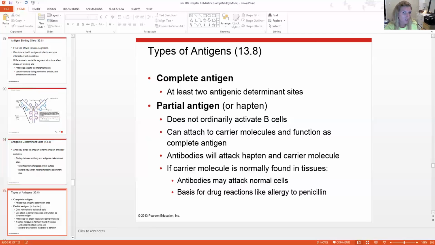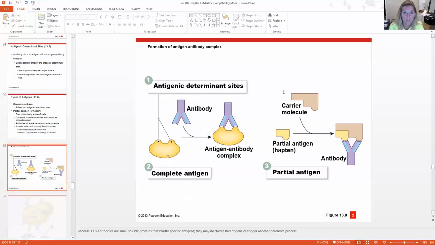So they can attach to what we call a carrier molecule, and then they will function as a complete antigen. The antibodies will only attack the hapten and the carrier molecule if they're both together. If the carrier molecule is normally found in the tissues, the antibodies may actually attack normal cells. This is why our body can be allergic to something like penicillin, because it attaches to a carrier molecule in some cases, and then our body will recognize and attack it.